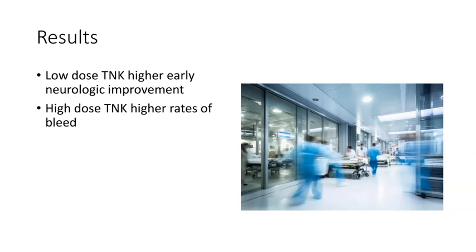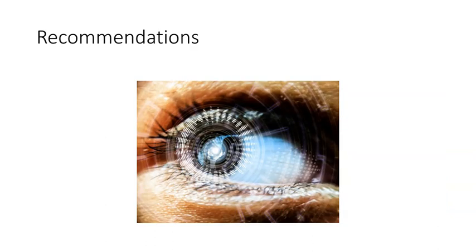Tenecteplase had higher rates of complete recanalization, but not statistically significant. Moreover, the meta-analysis showed median dose of TNK, which is 0.25 milligrams per kilogram up to 25 milligrams, had significantly higher early neurologic improvement compared to alteplase. Finally, the higher dose of TNK, which is 0.4 milligrams per kilogram, showed a significantly higher risk of developing parenchymal hematomas.